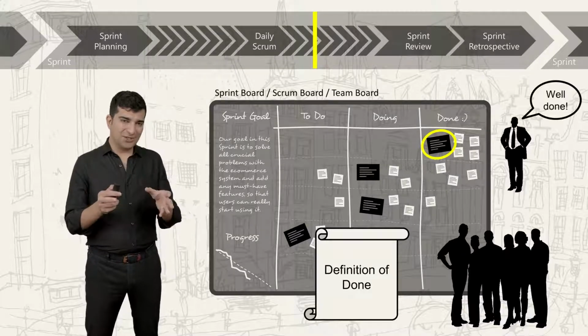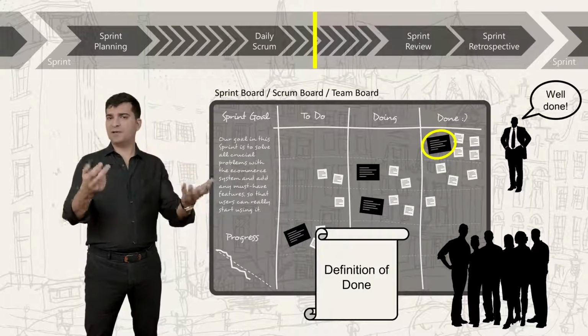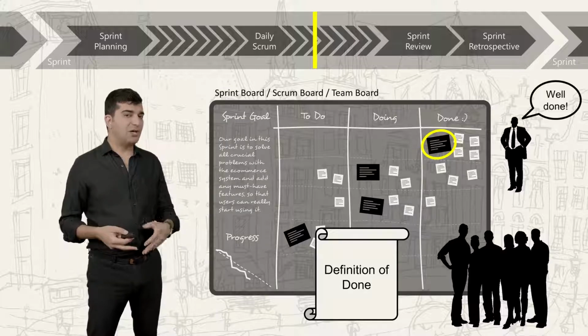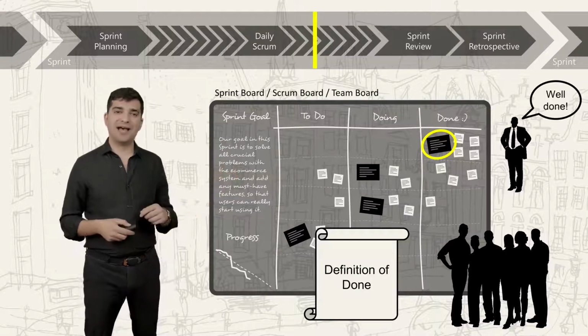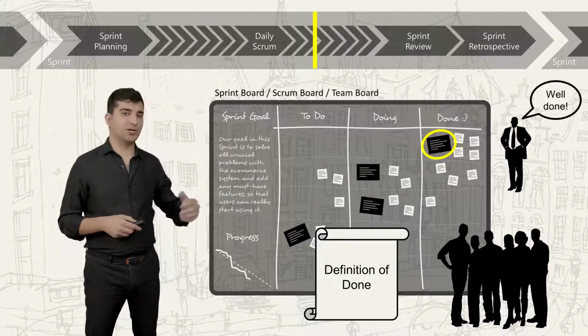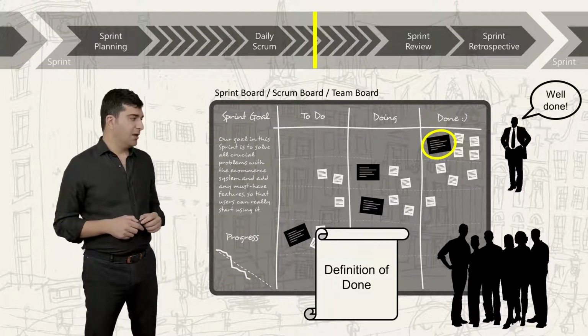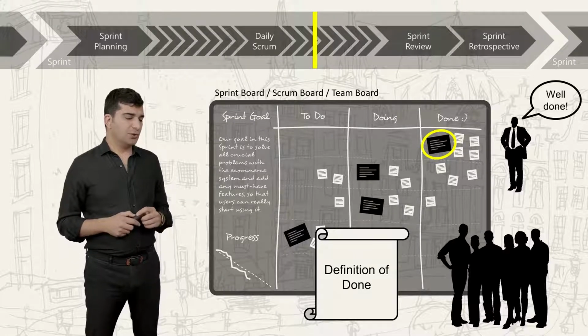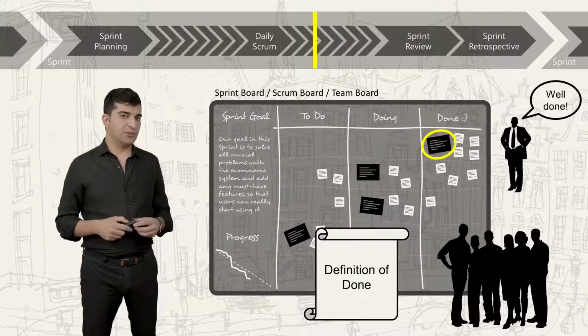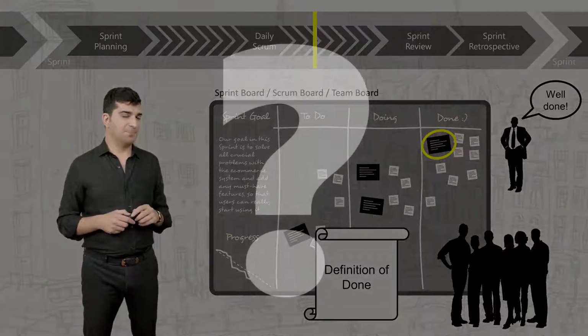So the definition of done is like a checklist. Think of it as a checklist that applies to every item that we have in the sprint backlog and the product backlog. Who do you think should compose the definition of done?